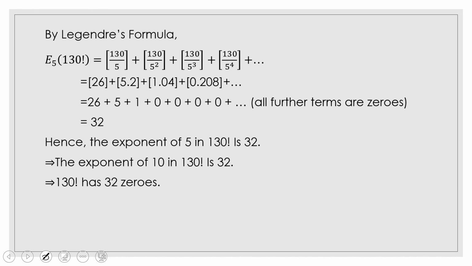By Legendre's formula, we get the exponent of 5 in 130 factorial is this expression. Simplifying it, we get this expression, and solving the greatest integer function brackets, we get this expression. Now, summing up all the integer terms, we get 26 plus 5 plus 1, which is equal to 32. Hence, the exponent of 5 in 130 factorial is 32. But we have already proved that the exponent of 10 in 130 factorial is equal to the exponent of 5 in 130 factorial. So, the exponent of 10 in 130 factorial is 32. Hence, 130 factorial has 32 zeros.